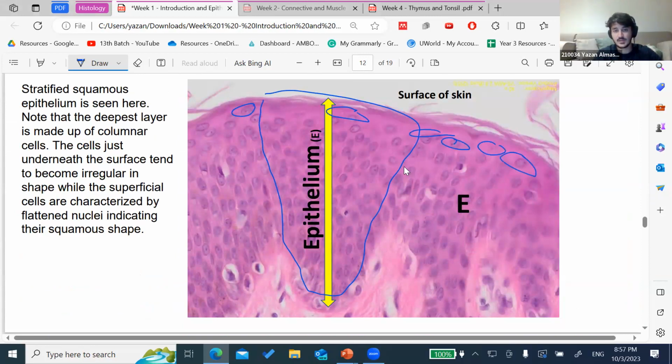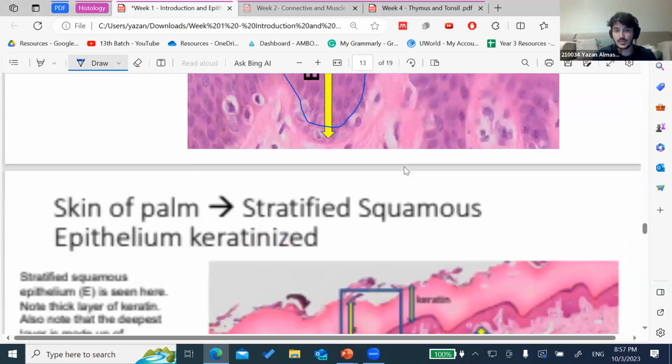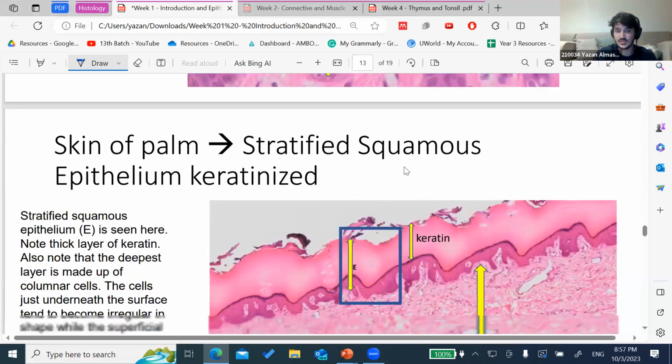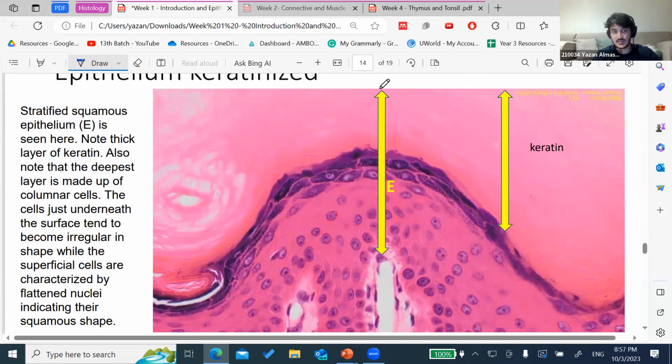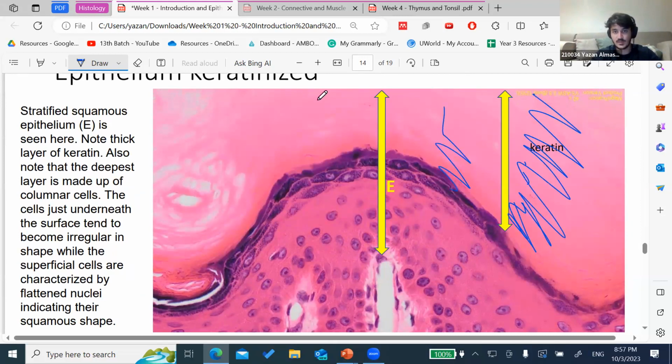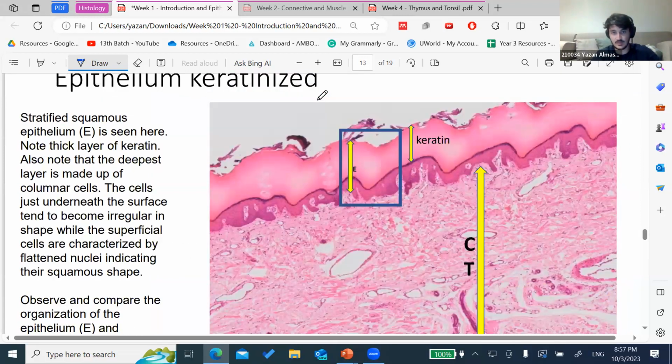Okay? I'm just trying to go with you for the pictures to make sure you guys understand. Now, this is also stratified squamous epithelium, but it has keratin. This material is keratin. Also here, this thing is keratin. They might ask you, what is this? And the answer is keratin. Okay?